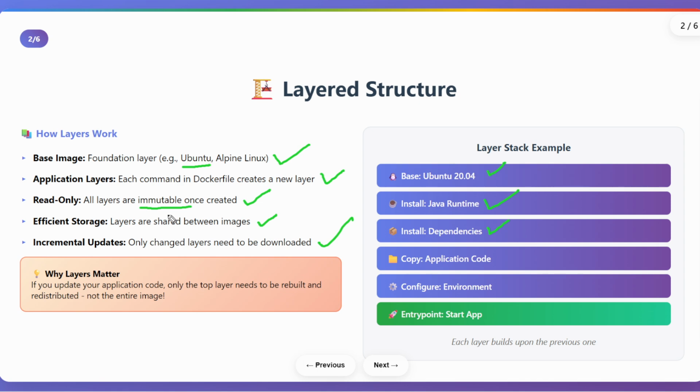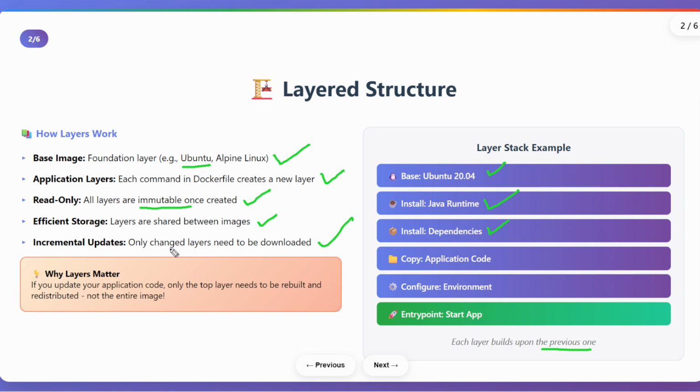And also efficient storage: layers are shared between the images. As I said, basically each layer builds on top of the previous layer. So maybe they are interdependent. One should run after the next layer, that layer only. That is how the layers follow, and that is how they manage efficient storage.